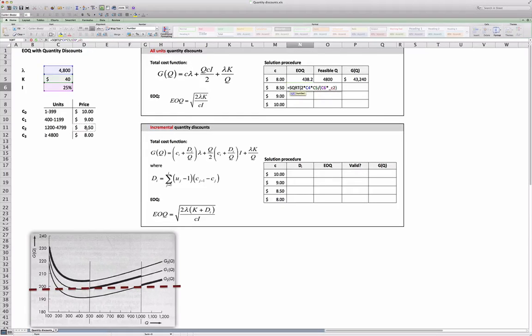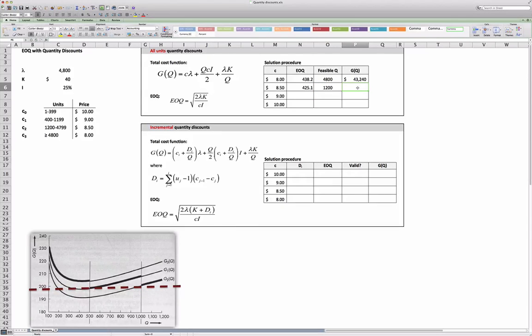Again, I ask, do I actually get this price of $8.50 with the EOQ? The answer is of course no. As you can see here, I have to order at least 1,200 units to get this price. So my lowest feasible order quantity closest to the truly optimal EOQ would be 1,200 units.